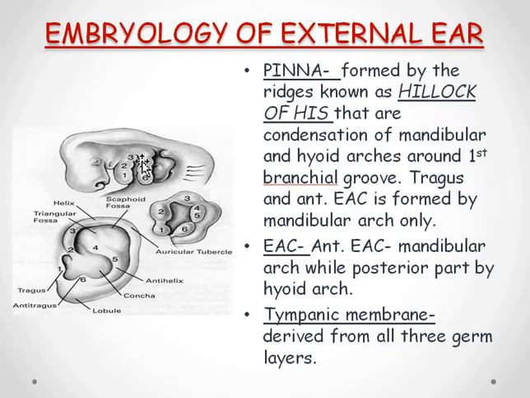Here you can see these are the hillocks of His, which are condensations of the mandibular and the hyoid arches around the first branchial groove. The tragus and the anterior external auditory canal are formed by the mandibular arch only. This region is formed by the mandibular arch only, and the posterior part is formed by the hyoid arch. So anterior by the mandibular and posterior by the hyoid arch.